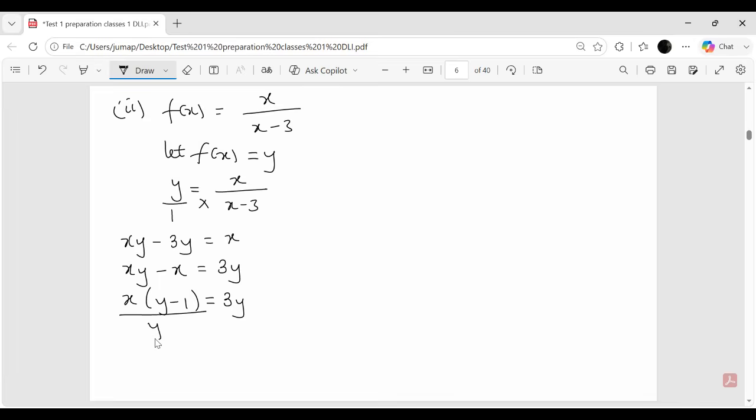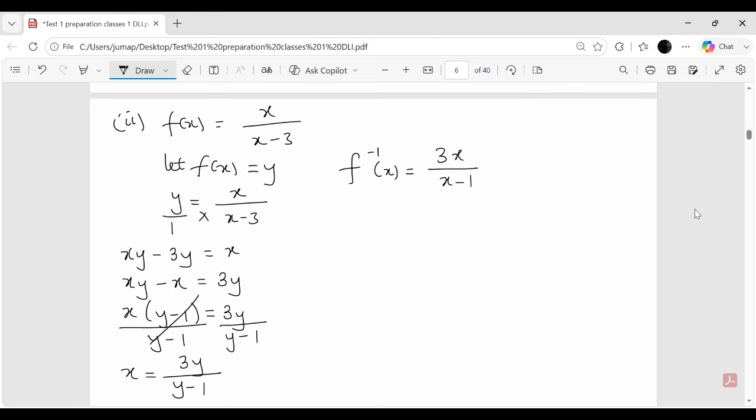Then this side I'm going to divide by y minus 1, because my goal is to make x the subject of the formula. Then I'll cancel this. I'm going to have x equals 3y over y minus 1. So when I have this, I just return back because now I've solved the inverse. So f inverse of x equals, where there is y, I'll return the x, so it's going to be 3x over x minus 1.